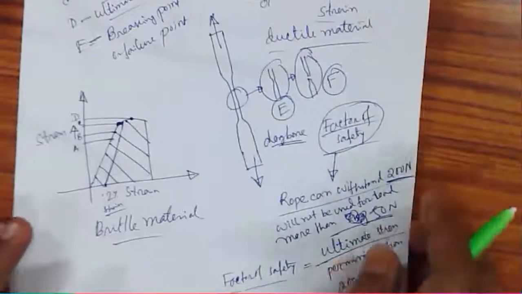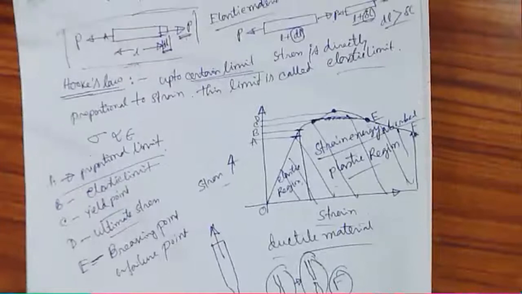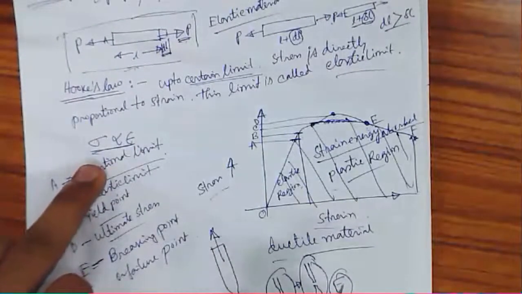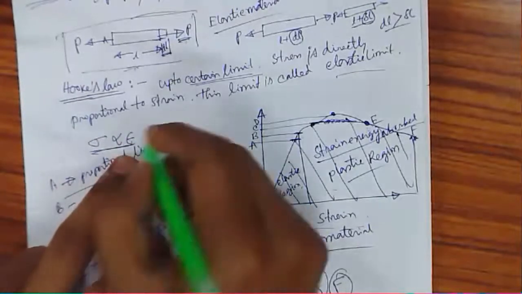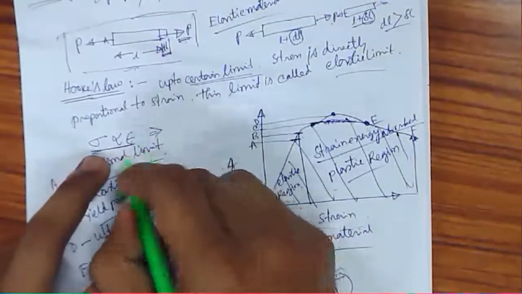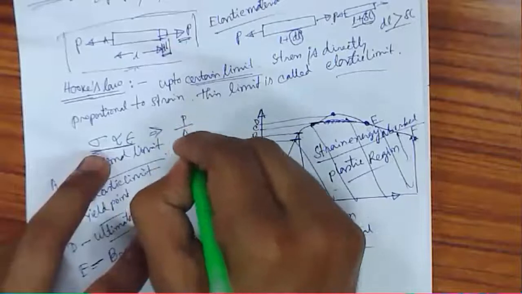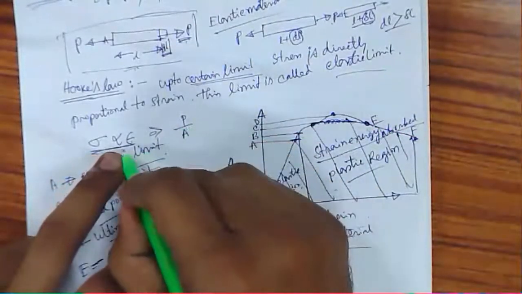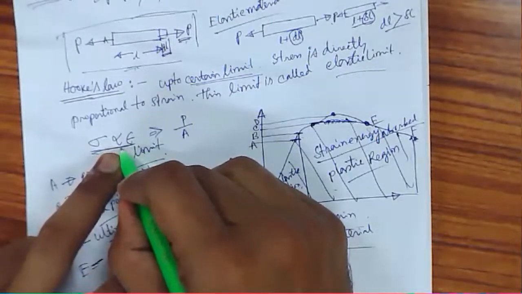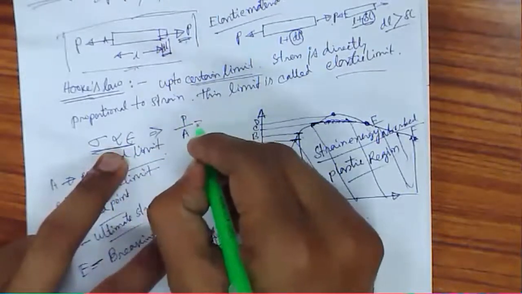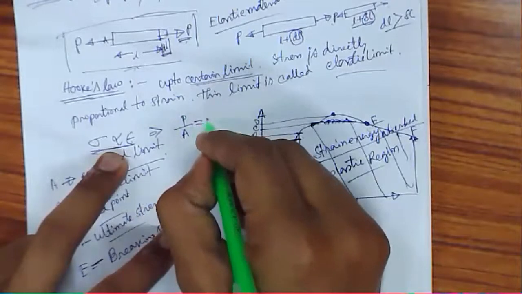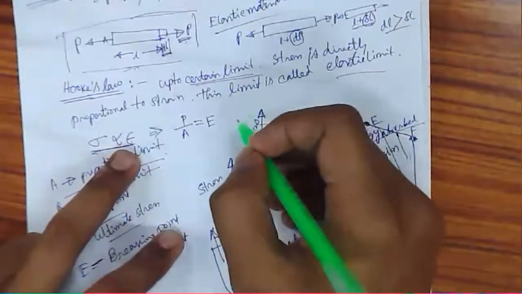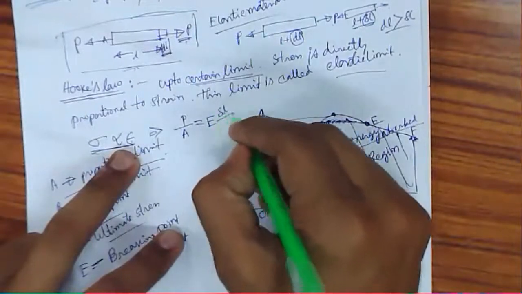Now, in here, we said that stress is proportional to strain. Now, the stress can be written as P by A, force by area, and this proportionality sign can be replaced by an equal to sign by placing a proportionality constant E, and the strain can be written as delta L by L.